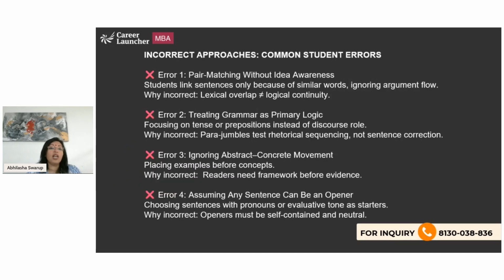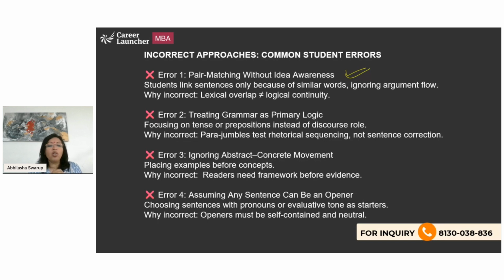All right, now here are some common student errors that people make. Number 1, pair matching without idea awareness. Without reading something, without understanding something, you cannot just connect words. Please understand, linking words or sentences because of similar words, ignoring the argument flaw, is a big problem. Error number two, treating grammar as the logic. No, please don't focus on tenses, prepositions. Please understand the logical flow is more important than grammatical connections. So please don't go on that.